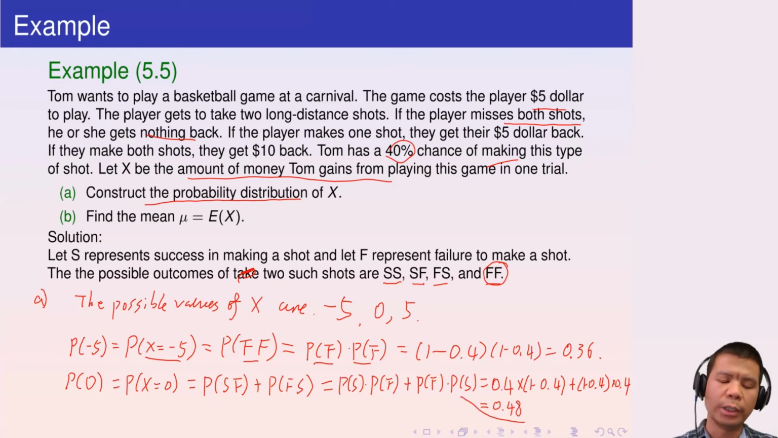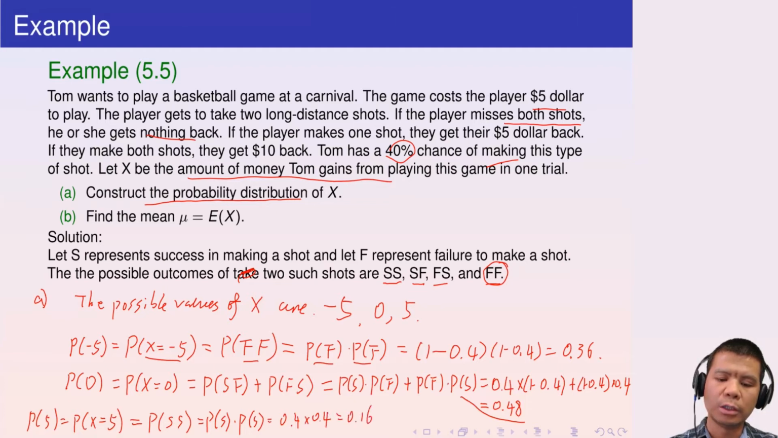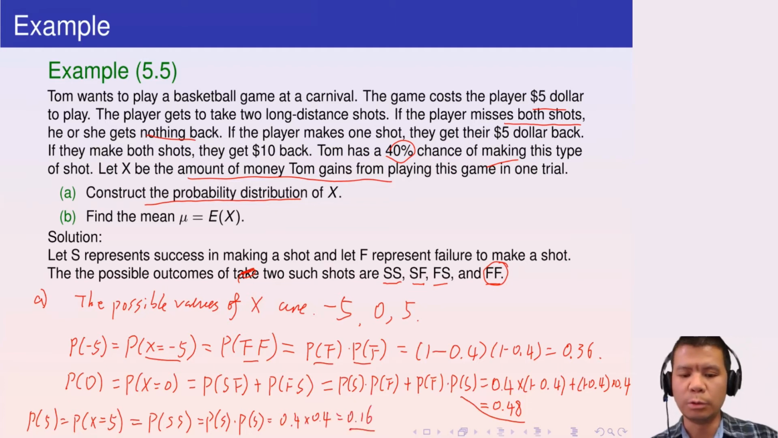Okay, it's 0.48. Now finally, we have p of 5 equals p of x equals 5, they both succeeded. They make both shots, right? So make both shots, that's S. So p of S times p of S equals 0.4 times 0.4 equals 0.16.